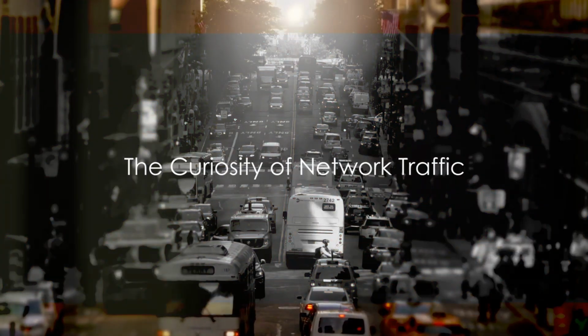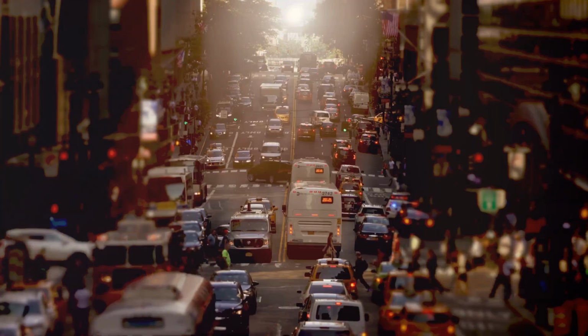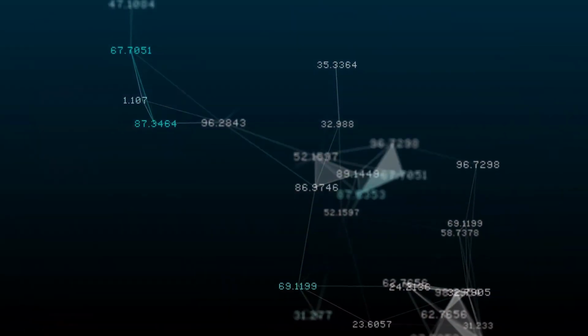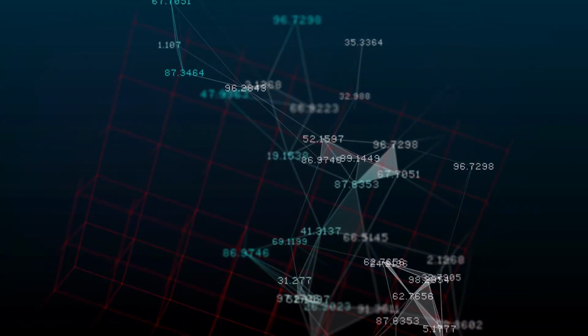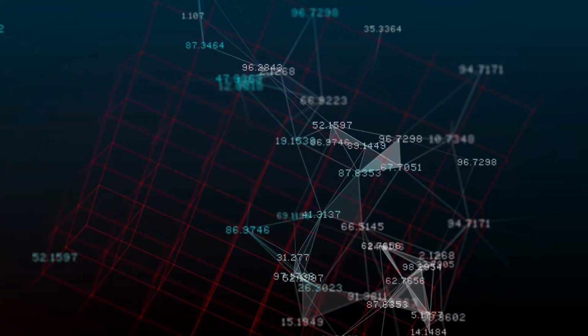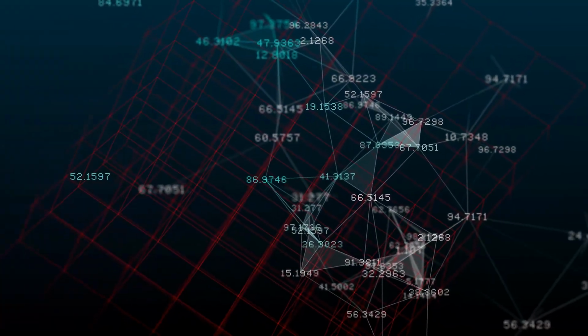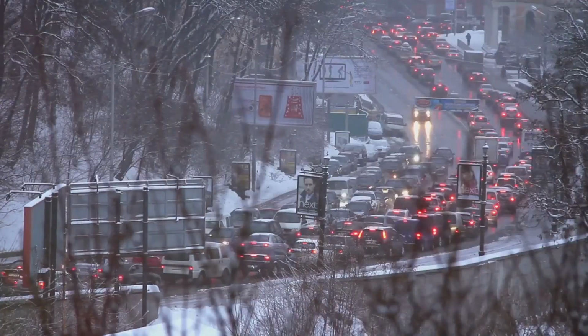Have you ever wondered how data travels through a network and why it's crucial to understand its flow? Welcome to the fascinating world of network traffic. Network traffic, in the simplest terms, is the movement of data across a network. It's much like the traffic on the roads we use every day. Cars represent data packets, roads are the network connections, and traffic signals control the flow of data.